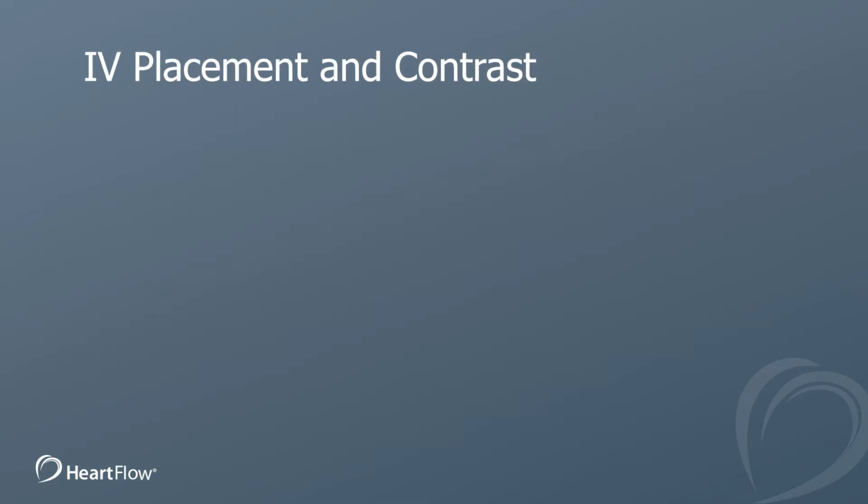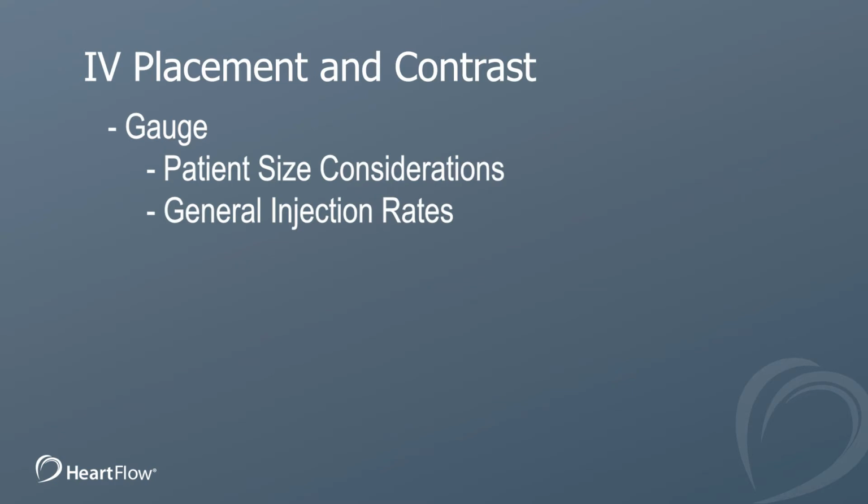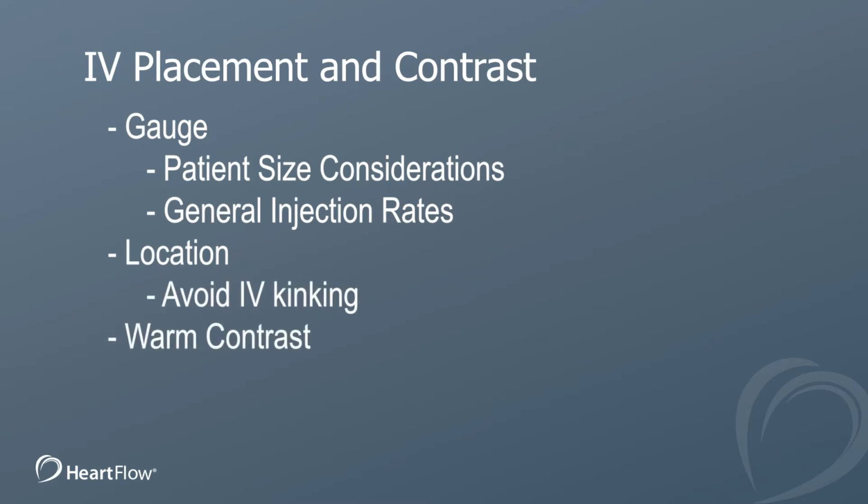For IV placement and contrast, we prefer to use an 18 gauge IV. We also like to avoid smaller IVs such as 22 gauge. This can make injecting contrast at a high flow rate, which is very important for coronary CTA, difficult. Typically, depending on patient size, we will inject at 4 to 8 milliliters per second. We like to avoid IV kinking, and we like to use warm contrast. Those are very important features because if we use warm contrast, we can inject at higher flow rates without hitting pressure limits on the injection.